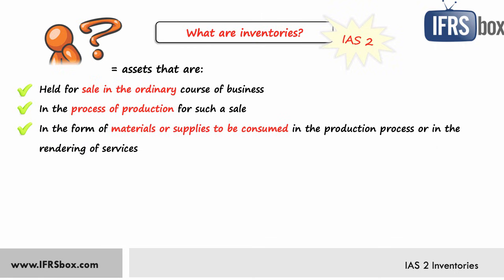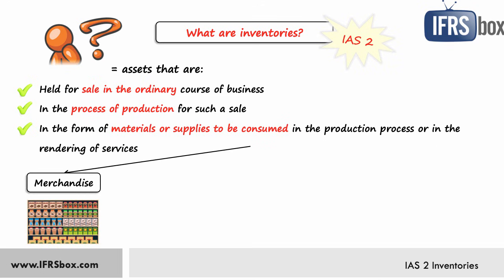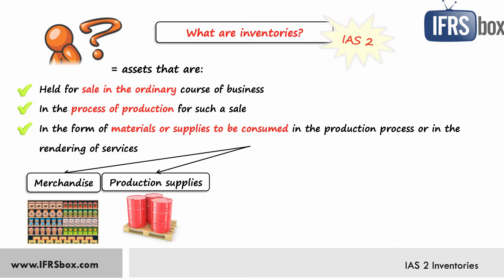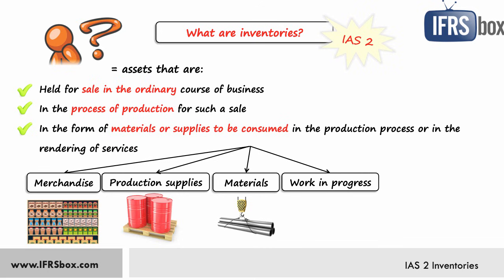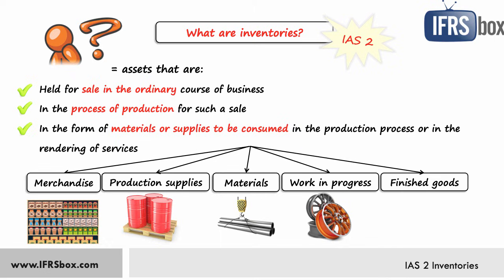What can you consider inventories? What are the examples of inventories? Merchandise or goods purchased and held for resale, for example, in the supermarket. Production supplies, for example, some petrol, oils, or anything used in the production process. Materials like raw materials, iron, aluminium, whatever you need. Work in progress or half semi-finished products, and of course, finished goods that you produce. For all these items, you need to apply IAS 2 inventories.